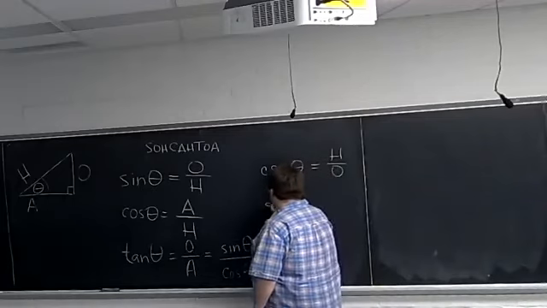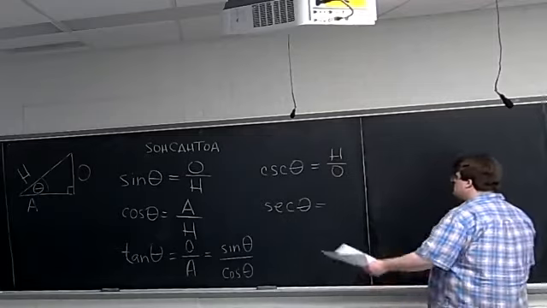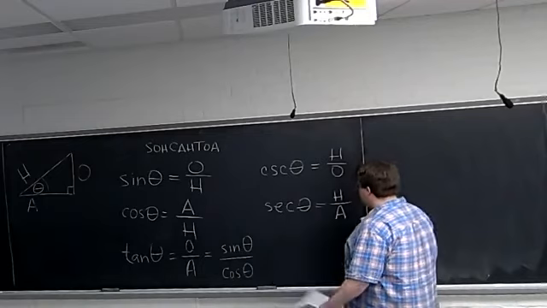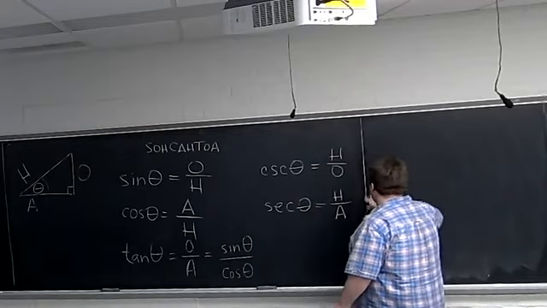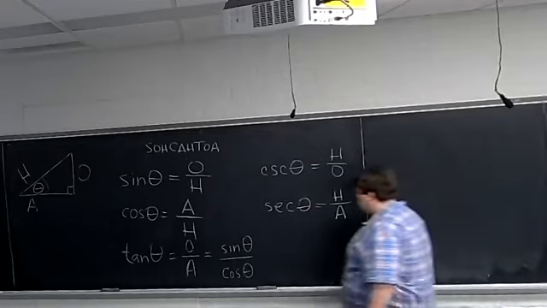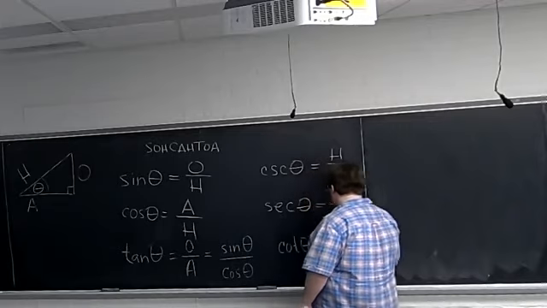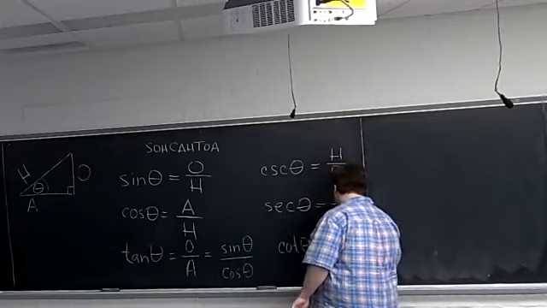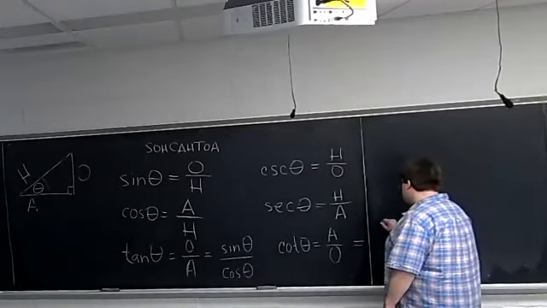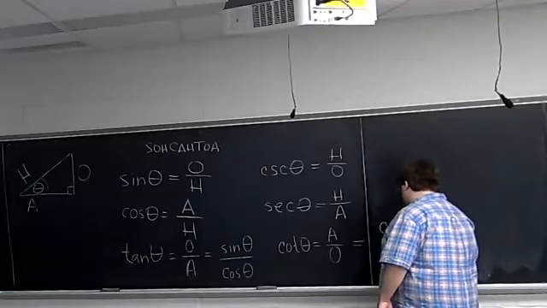The secant, S-E-C-A-N-T, abbreviated S-E-C, is cosine flipped around. If you want more technical language, it's the reciprocal of cosine. And cotangent, abbreviated C-O-T, is tangent flipped around, the reciprocal of tangent. And the cotangent, if you flip the sines and cosines around, could also be written as cosine of theta over sine of theta.